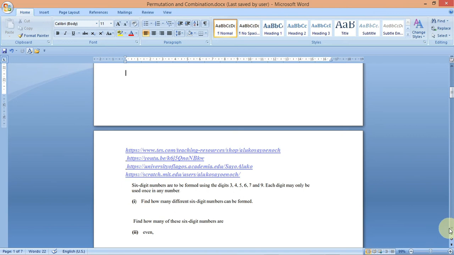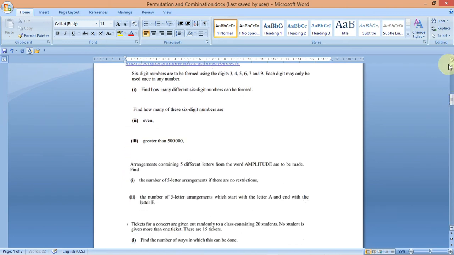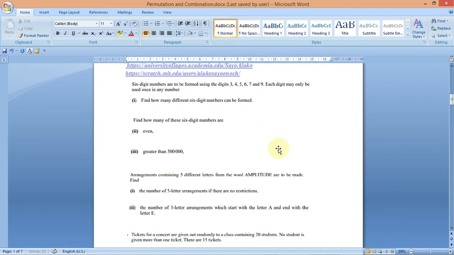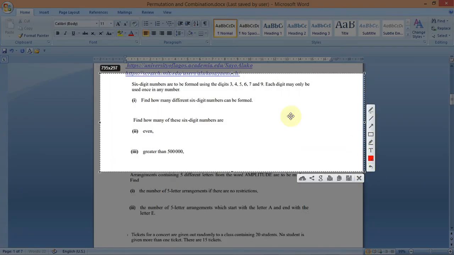Okay, so now this question is also a permutation question again, just like question number one, because I can see 6 digit number already. So a 6 digit number is to be formed using the digits 3, 4, 5, 6, 7, and 9. Each digit may only be used once in any number. Find how many different 6 digit numbers can be formed.